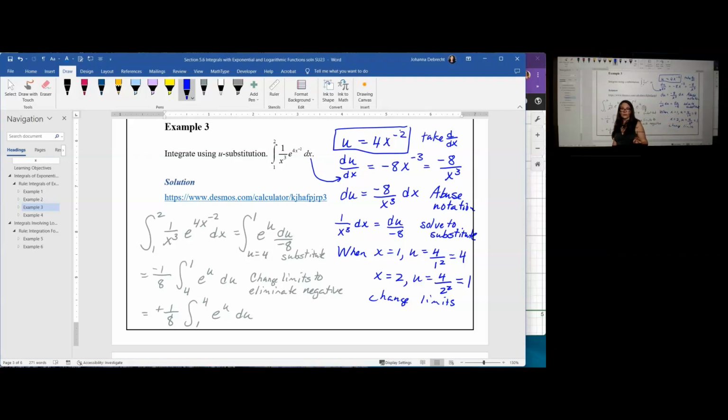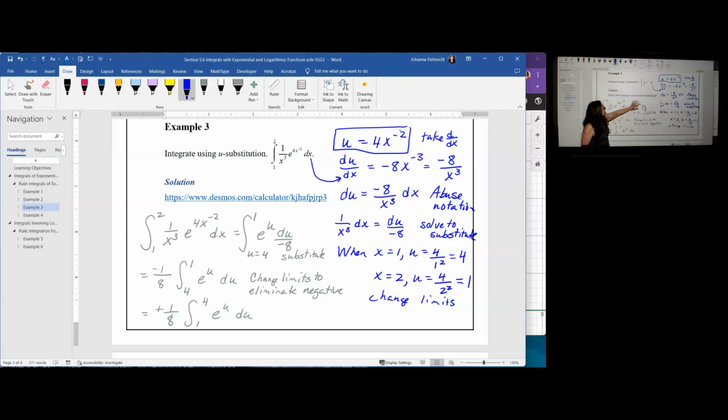Be sure that you write these in the order that they are in the original problem. When x is 1, it's the lower limit of integration. So the 4, though it is the larger u limit, goes in the lower limit of integration. And the 1, even though it's the smaller u limit, is going to go in the upper because it is replacing x equal 2.